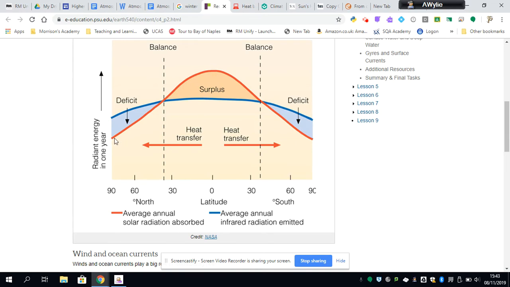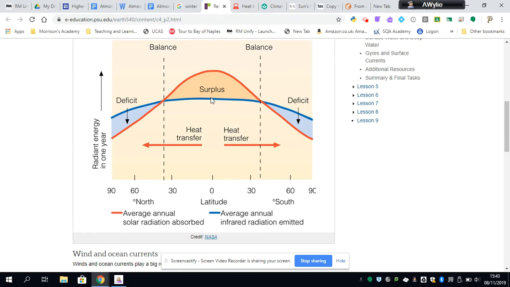So in terms of its average annual amount of solar radiation, it's getting a lot more than the two poles. But of course, it's not just what an area gains, it's also what it loses, and that's where the other line comes in. So the blue line represents how much is being lost, how much is being re-emitted from the planet. And we can see that the equator is losing more than the poles also. Now, you would expect that because it's gaining more, it's going to have more to lose as well.